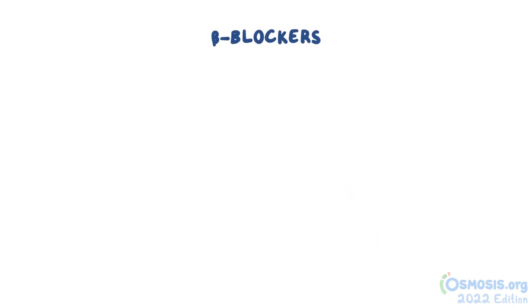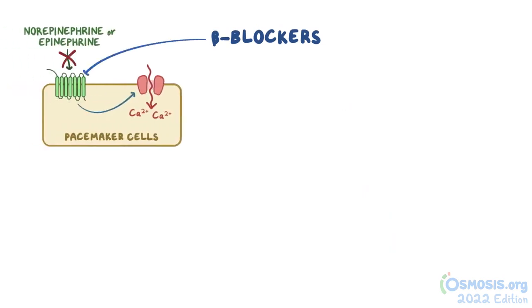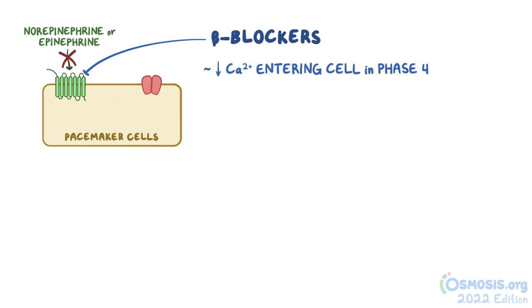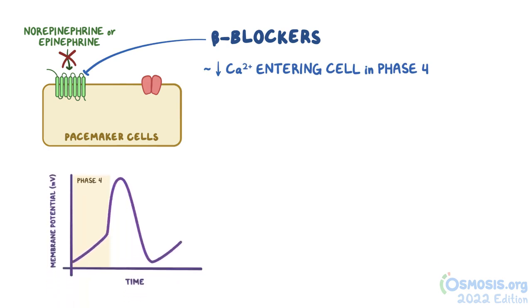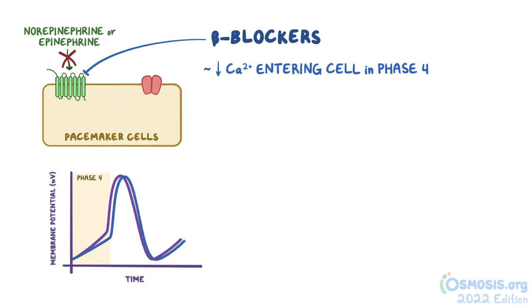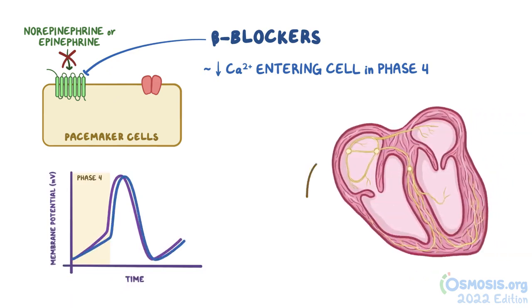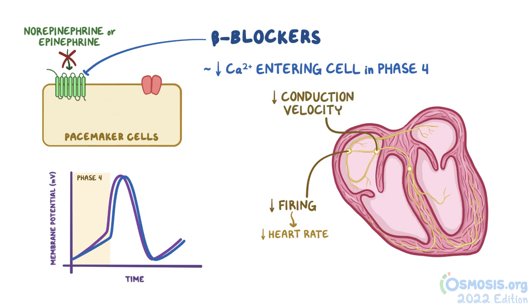In pacemaker cells, they prevent epinephrine and norepinephrine from binding to the beta receptors, which indirectly decreases the number of L-type calcium channels that open. This decreases the amount of calcium that enters the cell at the end of phase 4. Eventually, this leads to a slower pacemaker potential, and on the graph, this is seen as a decrease in the slope during phase 4. As a result, beta blockers decrease the rate that the SA node fires and therefore decrease the heart rate. But besides decreasing the activity of the SA node, they also decrease conduction velocity through the AV node.